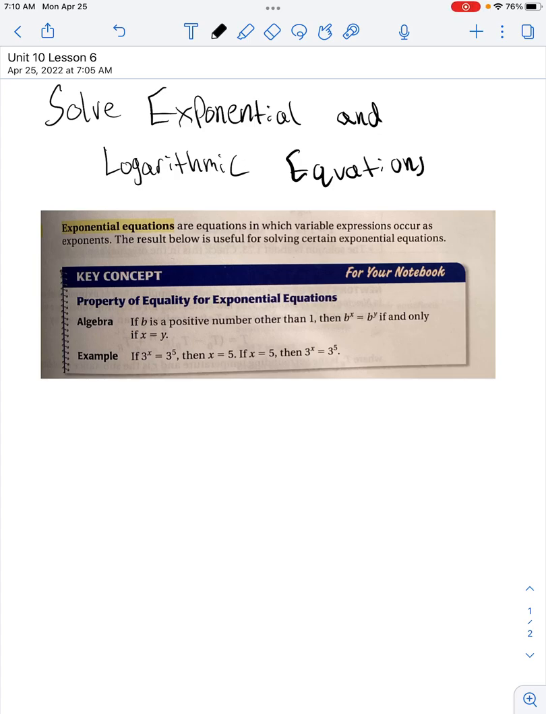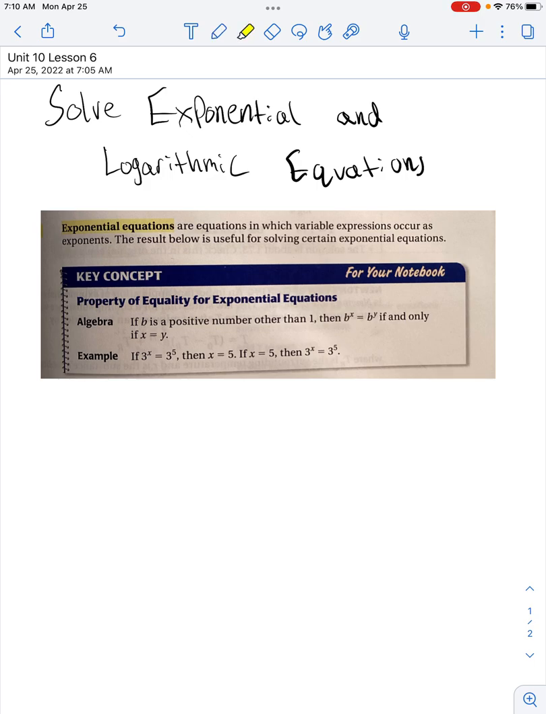Okay, our final lesson of this unit is solving exponential and logarithmic equations. Exponential equations are equations in which variable expressions occur as exponents. The result below is useful for solving certain exponential equations. So anytime we have a variable in our exponent spot, we call it an exponential equation.